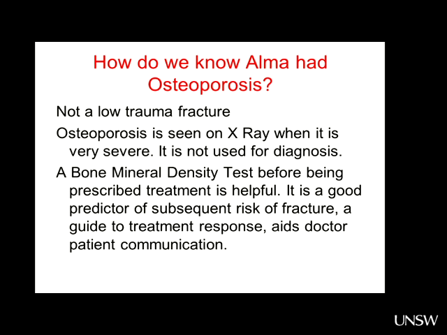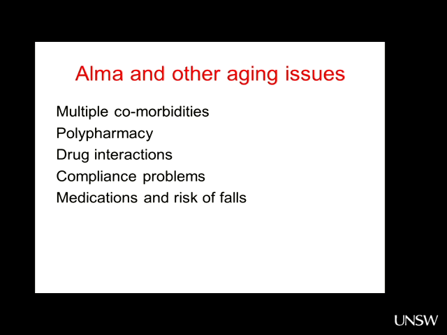So what should she have had to see whether she had osteoporosis? If you're going to pursue a fracture that wasn't minimal trauma, it's a bone mineral density test. It's a good predictor of risk of fracture, and it can guide whether the Fosamax or any sort of treatments you've given have worked, and it aids the doctor to explain to the patient why their bones are breaking more easily. And there are some other issues with Alma.